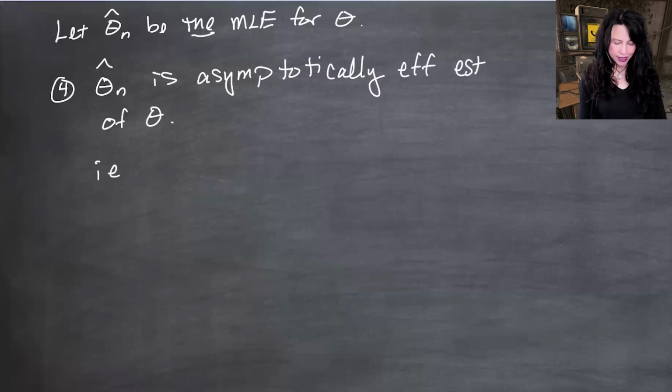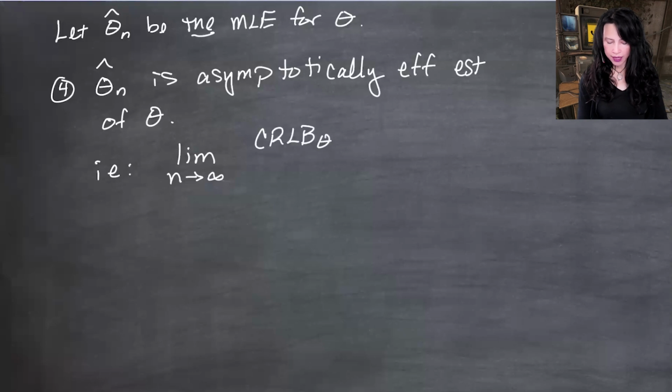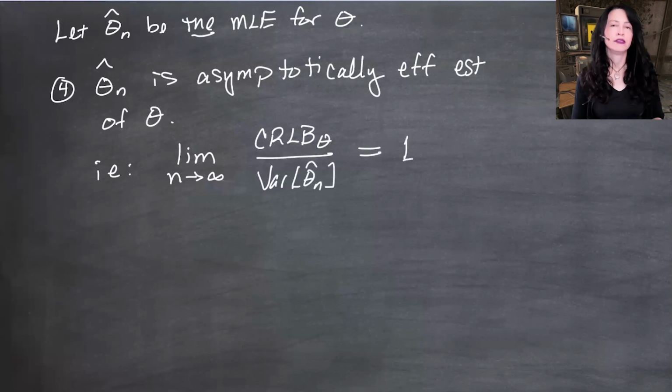This means that if you look at the limit as n goes to infinity of the Cramér-Rao lower bound for theta over the variance of that MLE, this goes to 1. It may not be efficient along the way. It may not be efficient for a finite sample size n, but as n goes to infinity, it becomes efficient.